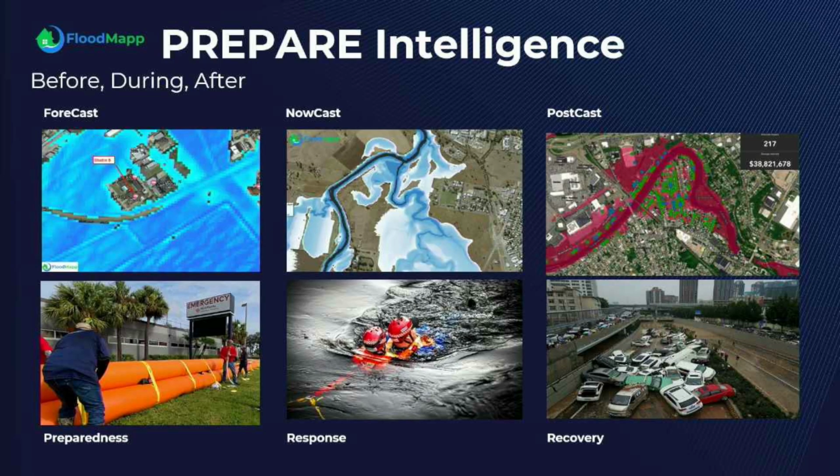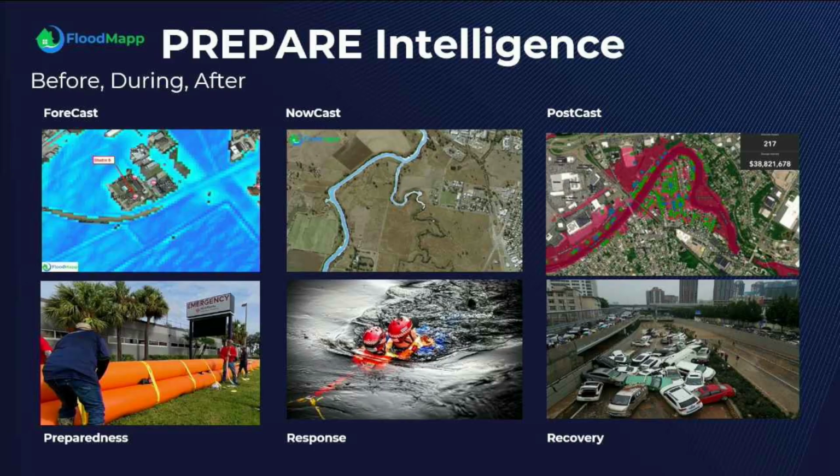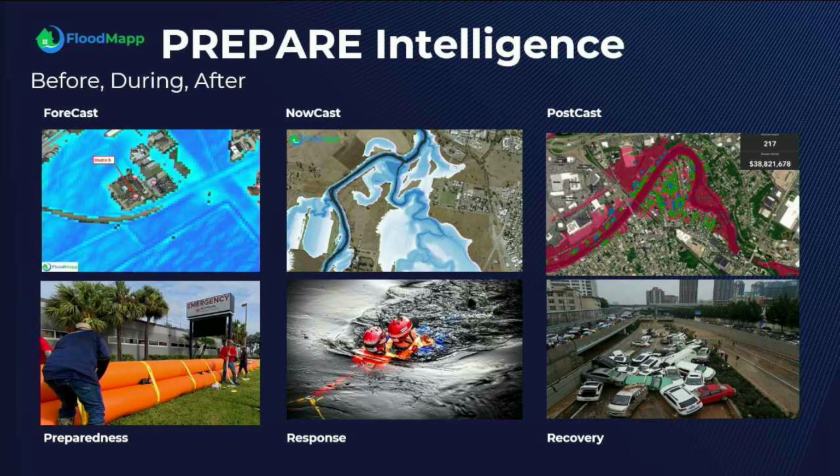So it might be okay when we're looking at something like a forecast or a nowcast to have slightly less accurate data, as long as it's still useful or usable. While in a postcast situation, when we're doing post-incident analysis, we can have much more accurate data, where we can do those models, we can do that analysis, and it is still useful.